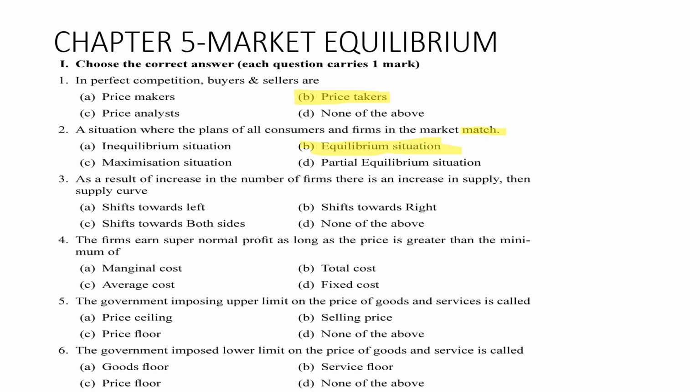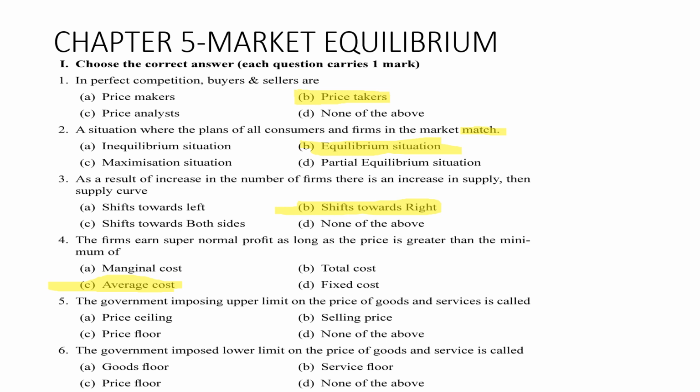Okay, equilibrium. Third one, as a result of increase in the number of firms, there is an increase in supply. Then supply curve shifts towards the right. It shifts towards the right. Then the firms earn supernormal profit as long as the price is greater than the minimum of. So when earning supernormal profit, price is always greater than the minimum of what? So it is greater than the minimum of the average cost. So option C will be your answer.